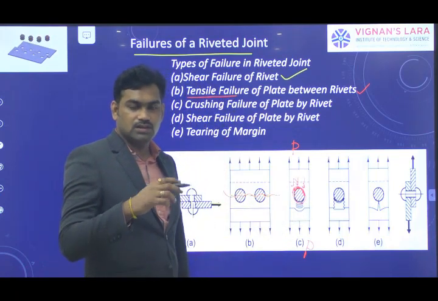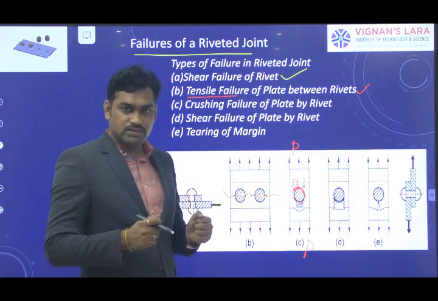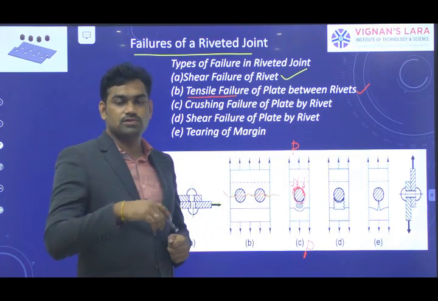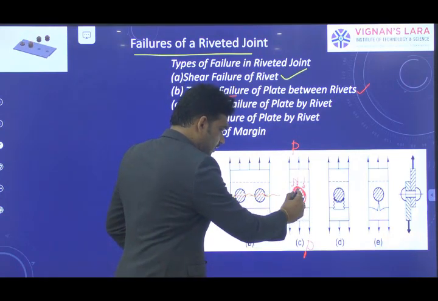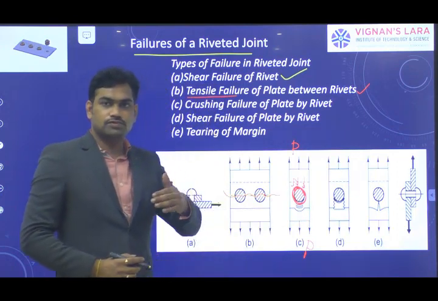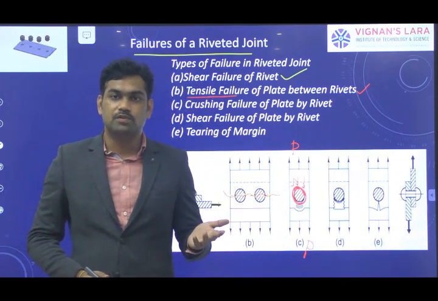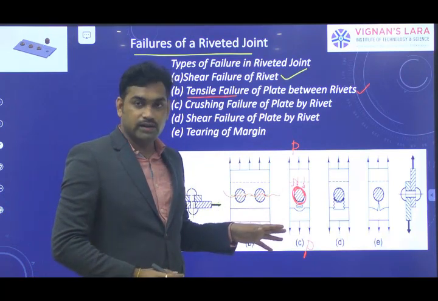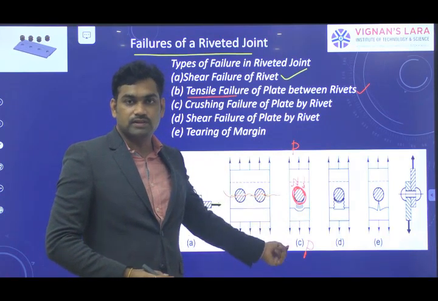So that will cause crushing. Due to this crushing of rivets in between the plates, the hole can enlarge. Whenever this enlargement occurs, the hole can expand, so the purpose we discussed earlier, to provide a leak-proof joint, is completely eliminated. It is violated by means of this crushing failure.